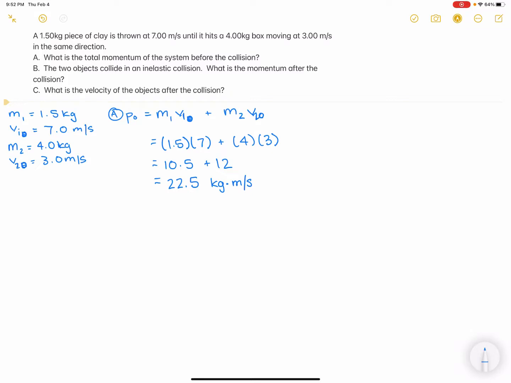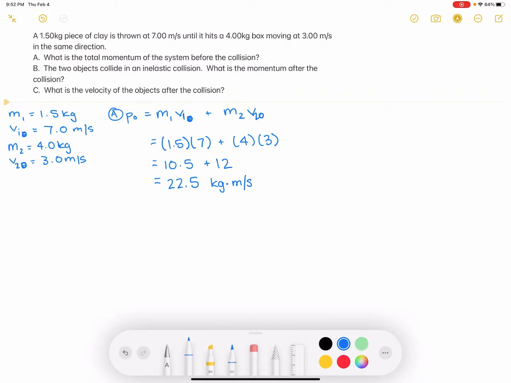Okay. The next thing it says is they collide in an inelastic collision. And it says, what is the momentum after the collision? So this is kind of a tricky one, not because it requires a lot of work, but because it requires you to remember the conservation of momentum formula, which says that the initial momentum is the same as the final. And so that would mean that it's still going to be 22.5 kilogram meters per second.